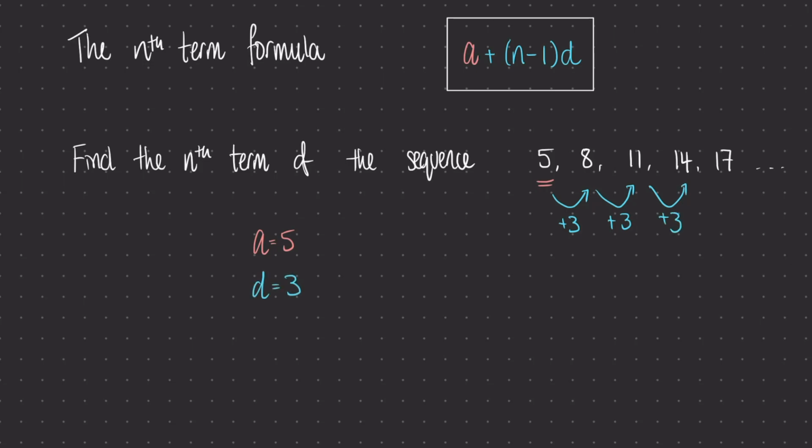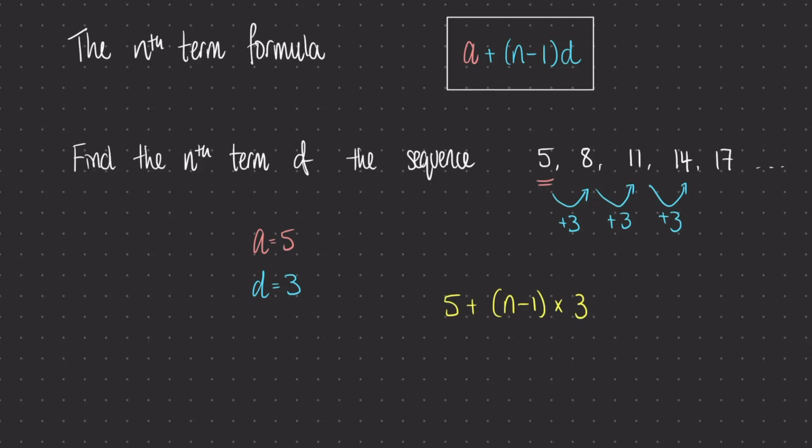So the nth term formula for this sequence would be 5 plus (n minus 1) multiplied by 3. We can simplify this formula by expansion and combining those two constants.